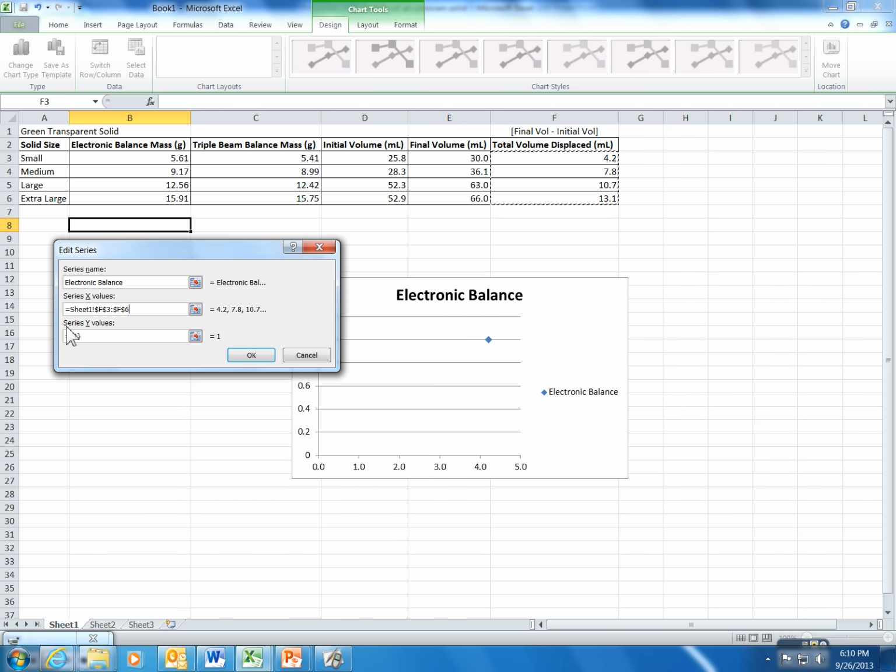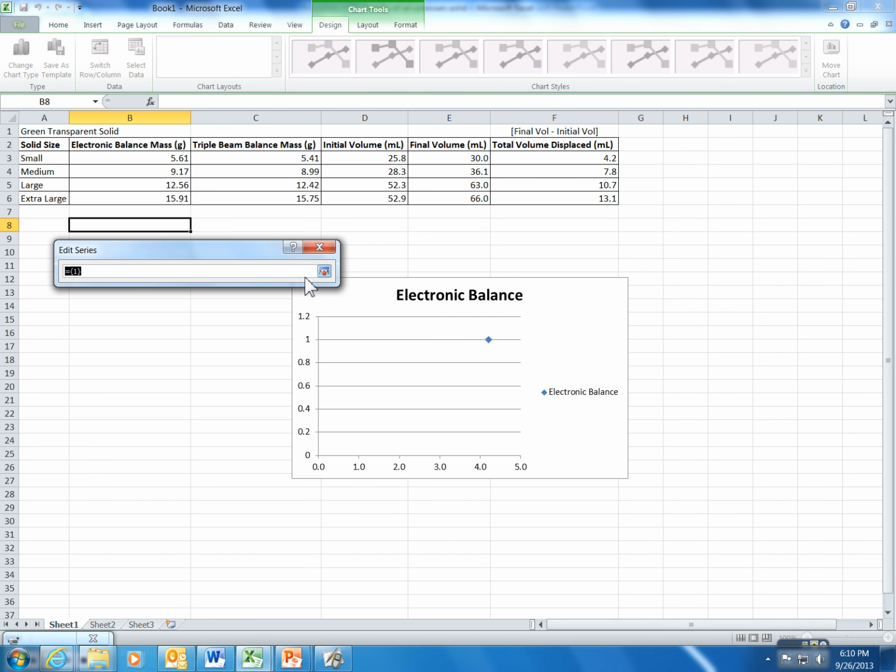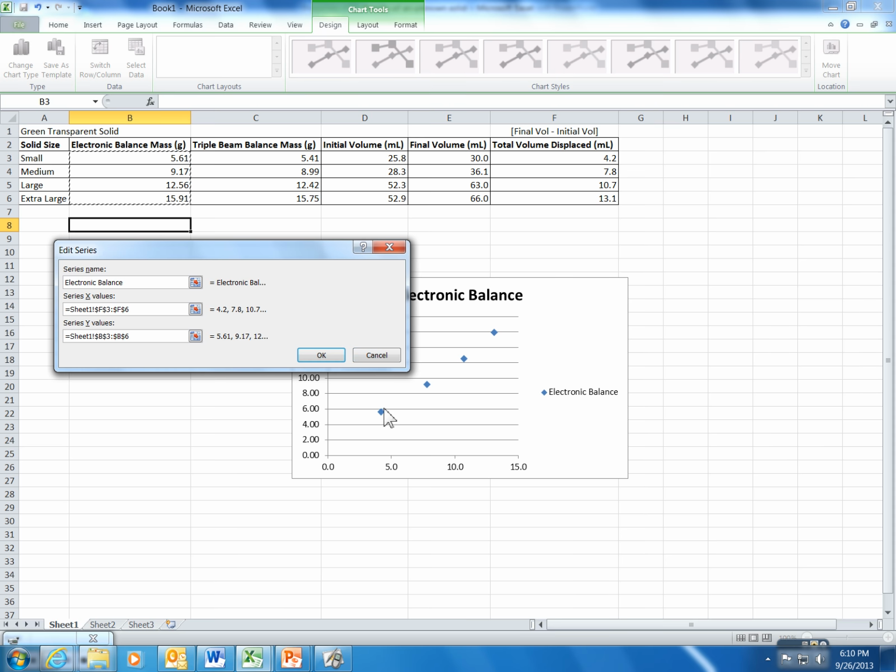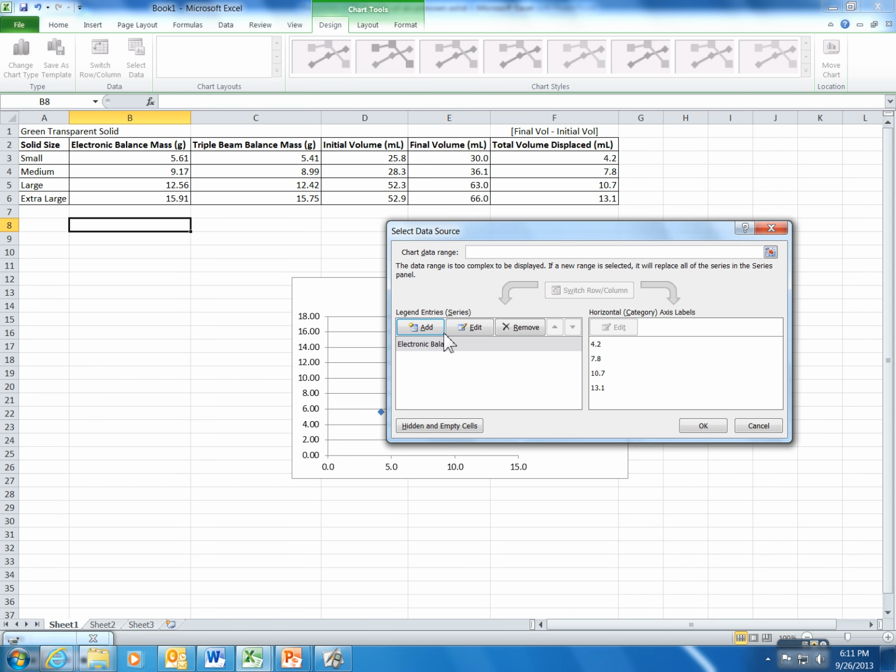And then I need to input the Y values, or my Y axis values, and I click on the red arrow, and this is where I need to put my electronic balance masses. So I'm going to click over here and highlight those 4. And as you can see, I've got a nice little graph going on over here. So I say, okay, that looks excellent, but I'm not done yet. I've done my electronic balance. Now I need to do my triple beam balance.